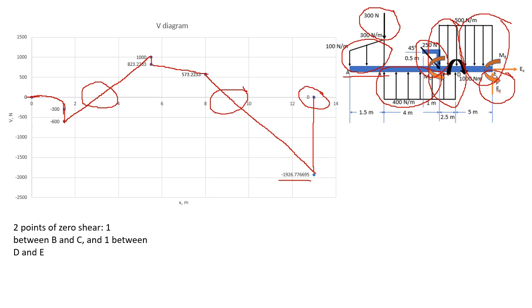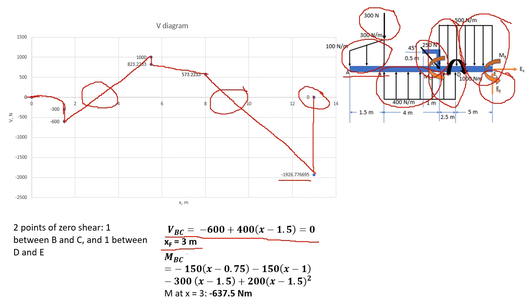So how do we determine the point of 0 shear? For that between B and C, we use the equation. We go back to the equation of shear between B and C and equate that to 0. So equating that to 0, we would get a value for x. And to get the moment at that point, we use the equation of moment at that section, MBC, substitute x equal to 3 into the equation, and we get negative 637.5 Newton meter.